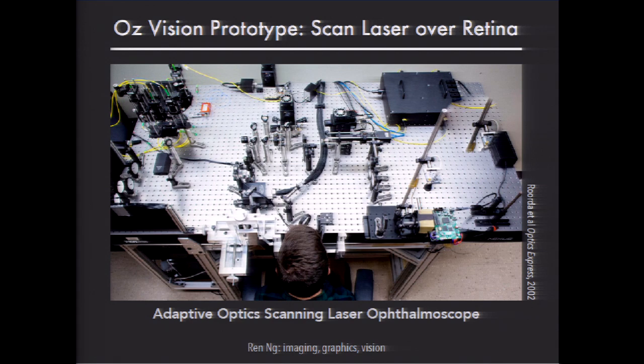And the project that I want to present about is called OzVision. The one-sentence summary of this project is that we're shooting lasers into people's eyes to show them colors that they've never seen before. Now, that's a lot to unpack, so I'll step through this one by one.